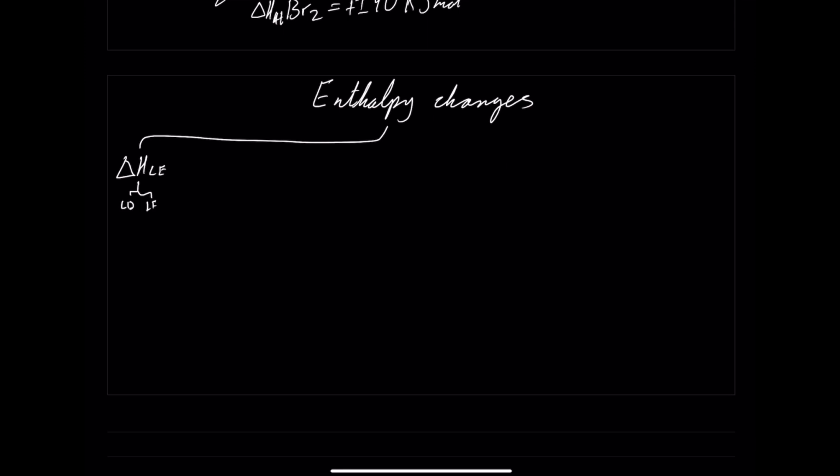If you see LE, that just means lattice enthalpy. If your lattice enthalpy is positive, then it is dissociation. If it's negative, it's formation. I already explained why.